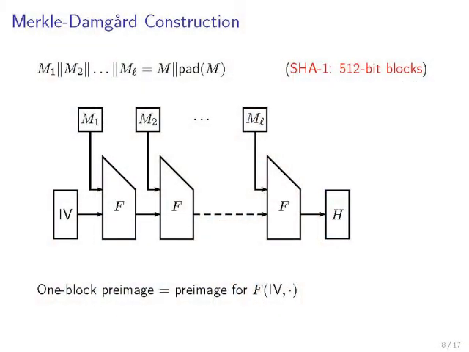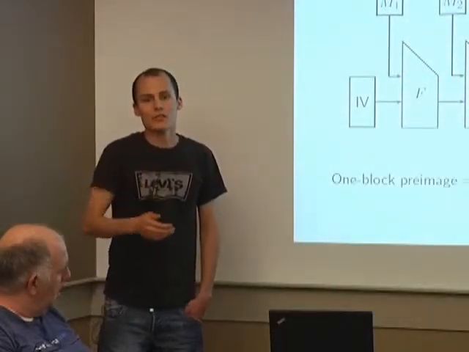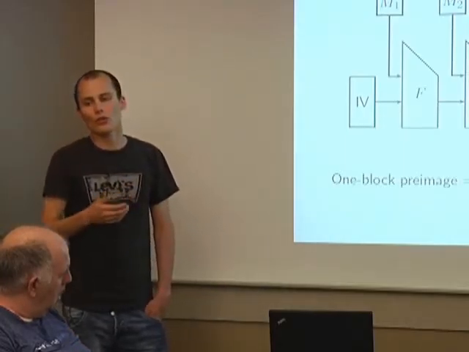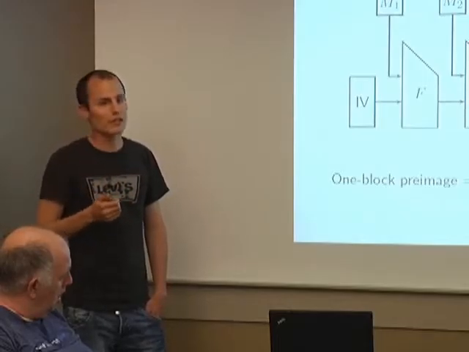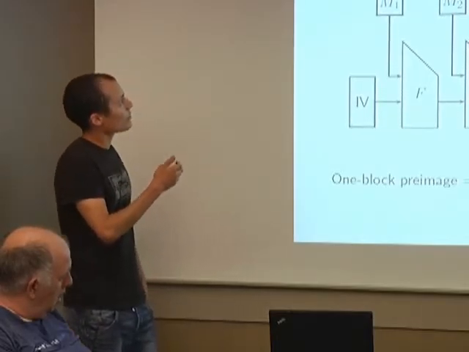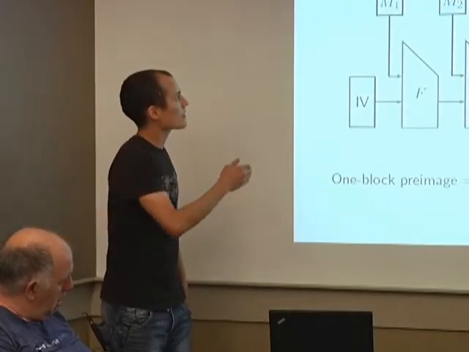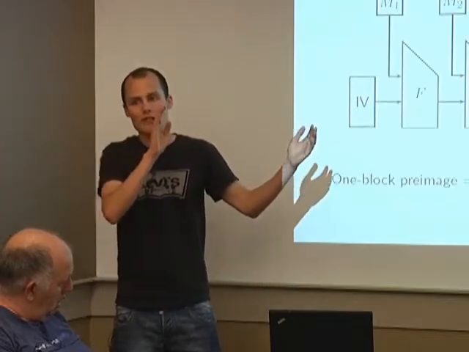To explain the general principle of meet-in-the-middle preimage attacks, you need to know how these hash functions, essentially all of today's hash functions, so MD5, SHA-1, SHA-2, are built. They all are built using this Merkle-Damgård construction. Essentially, this is the construction that allows you to treat arbitrarily long messages.